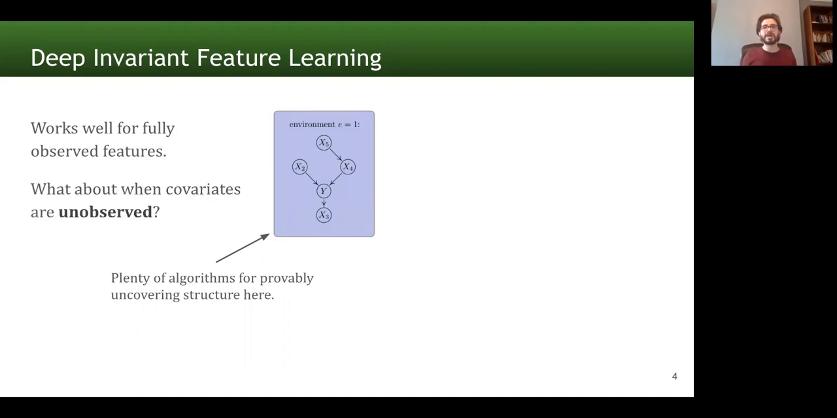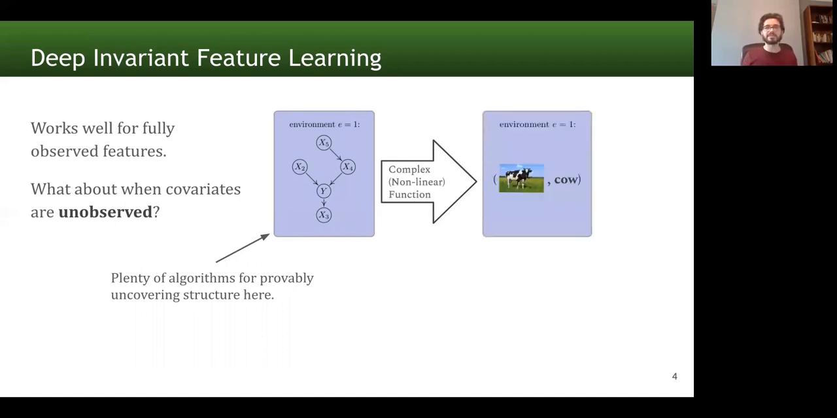On the other hand, we might consider what happens when we don't directly observe these covariates. It's obviously a much more difficult problem. In particular, if we assume that they form these latents, which then are passed through some complex generative function, we have some generative model of the data. As a result, instead of observing the covariates, we observe this extremely complex high dimensional image with a label. It's not so clear how to uncover the correct structure here, and so the techniques for invariant causal prediction don't directly transfer.